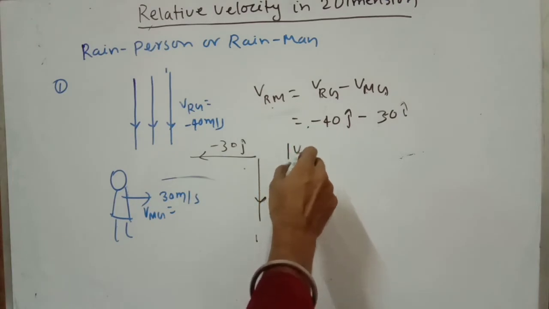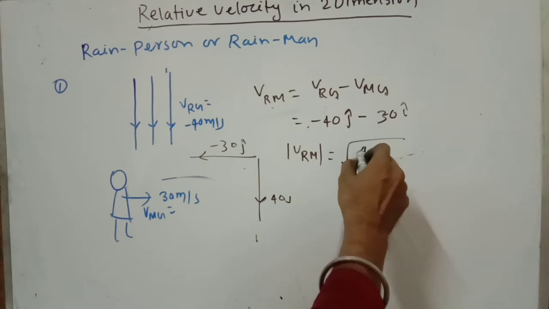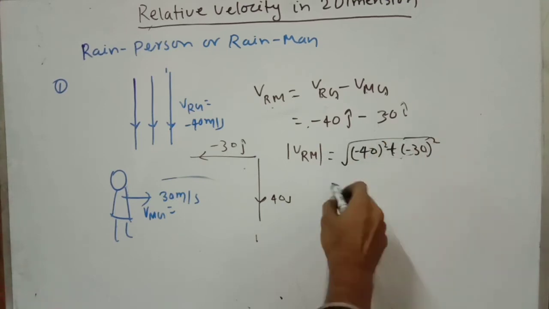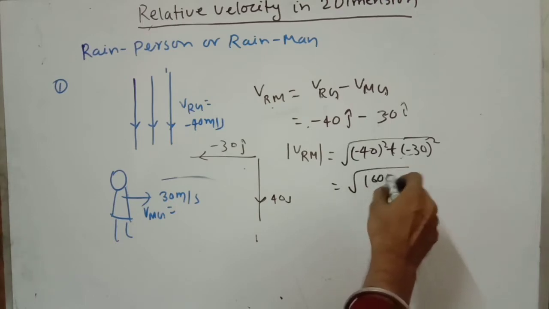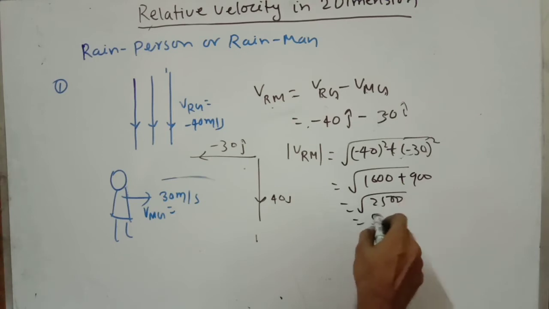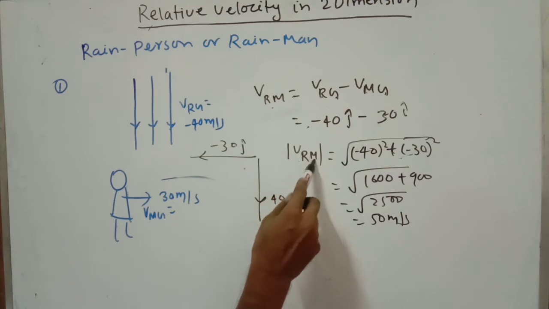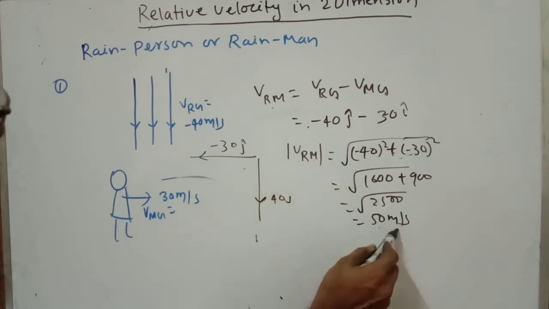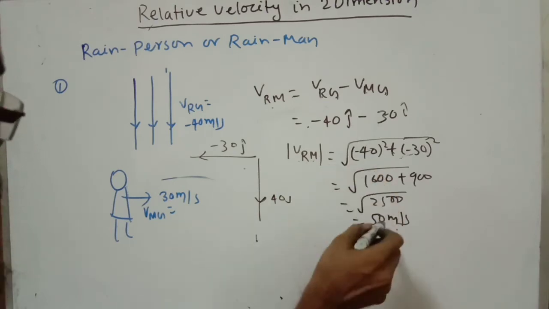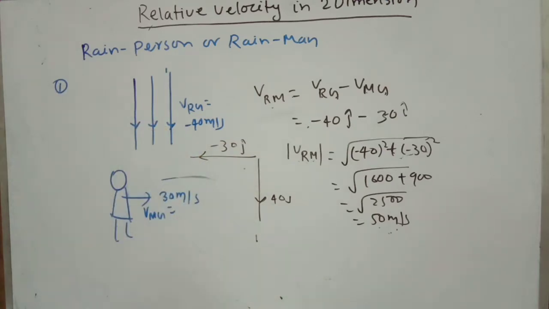So what is the magnitude of the velocity of rain with respect to man? Minus 40 whole square plus minus 30 whole square is 1600 plus 900, which is 2500, so 50 meter per second. So the velocity of rain as observed by the man is 50 meter per second. And in which direction should he open the umbrella to be saved from the rain?